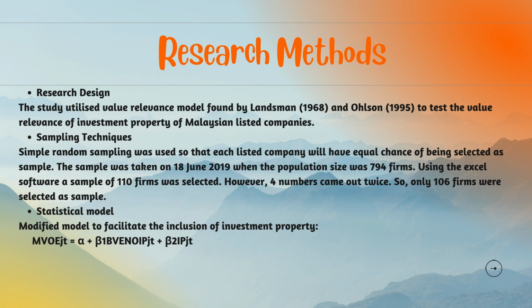For the statistical model, Landsman 1986 created an equity valuation model in which market value of equity should equal book value of equity. Since investment property forms part of the net asset or book value of equity, the model was modified to facilitate the inclusion of investment property. So, after the modification, now market value of equity is equal to book value of equity net of investment property plus investment property.